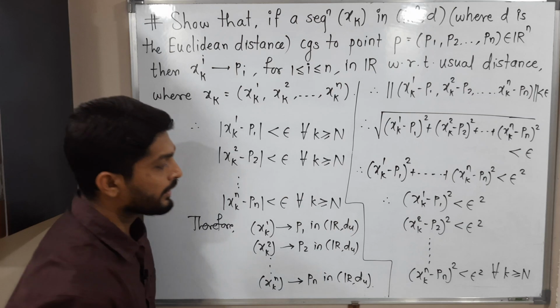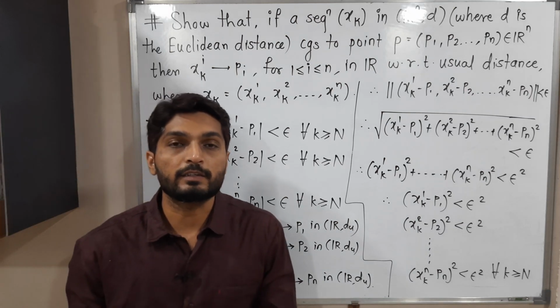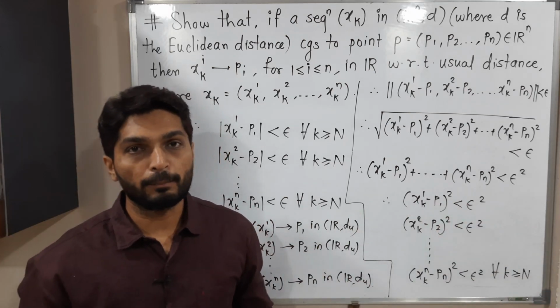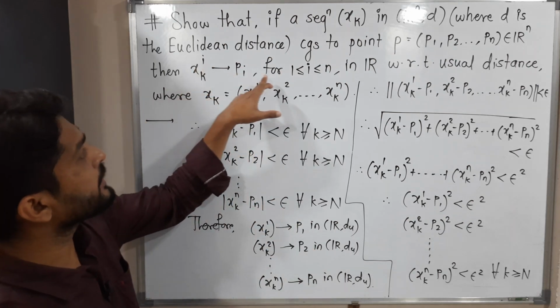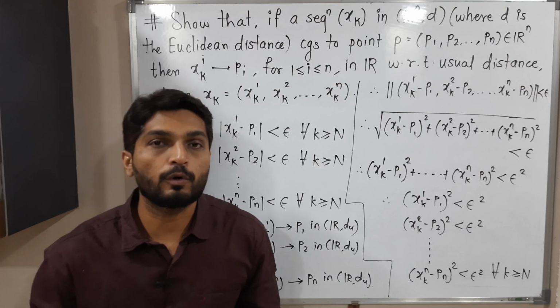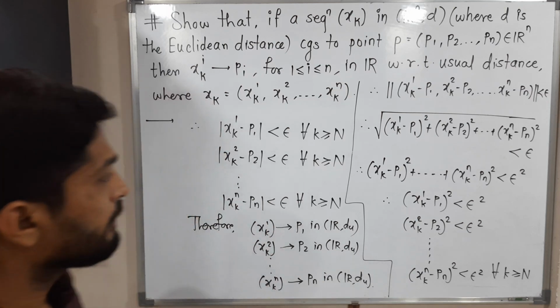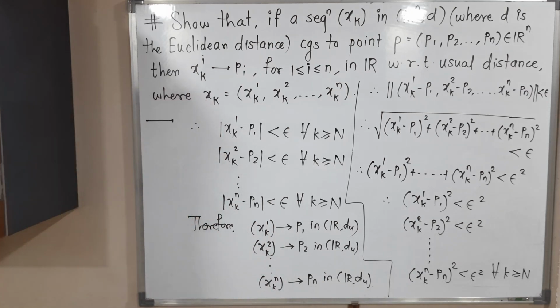So in this way we proved that each component sequence converges to the corresponding component. In general, we can say xki converges to pi, and this is true for all i running from 1 to n. So in this way we proved this theorem. Make a screenshot of it.